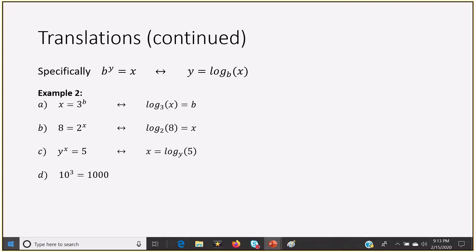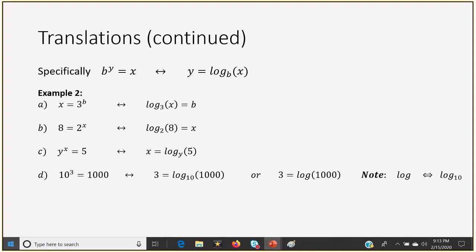Now I have 10 to the third. Yep, that's certainly 1,000 if I throw it in my calculator. But if I want to translate it to a logarithm, I move the base of 10 over to the other side, and the left side becomes the 3. It becomes that power. So notice how the power in this case is just dropping down on the side, and then the base is moved to the other side with the logarithm.